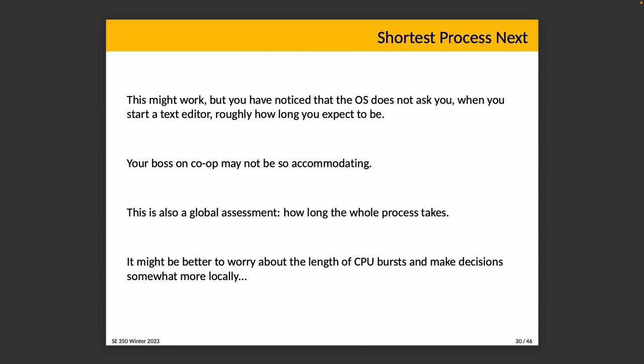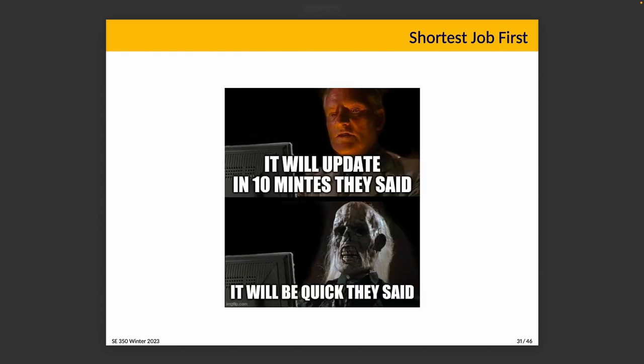The kind of thing that we're talking about here, though, is like global, right? How long will the whole process take, or how long will the whole thread be executing? Which might not be the most relevant thing, right? Some things are going to take a very long time, and honestly, we would be better off making a slightly different decision if we had more local information, like what happens right now. So maybe we care about the length of CPU bursts. And that takes us to shortest job first.